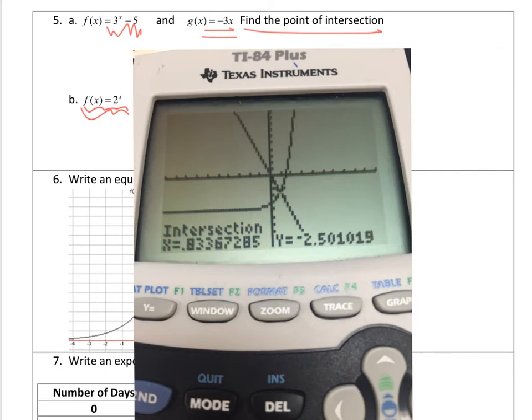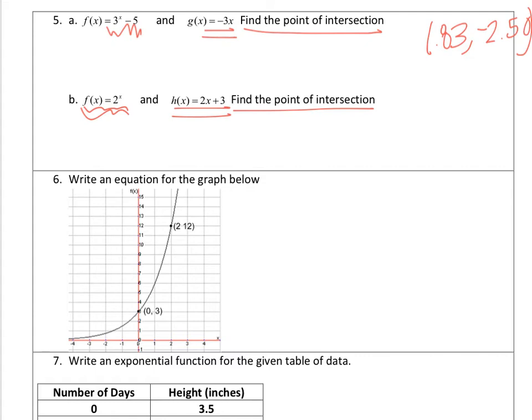So my answer for my intersection point, and I only have one answer, is 0.83 for my x value and negative 2.50 for my y value. So that is approximately the intersection point for A. Okay, let's try that again for B.